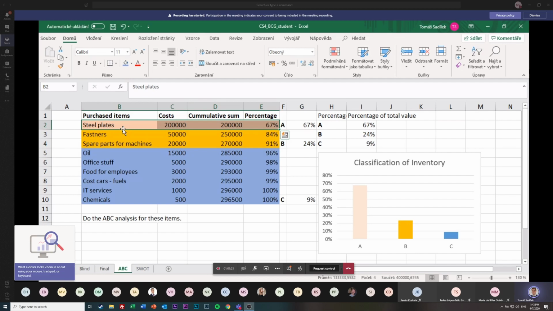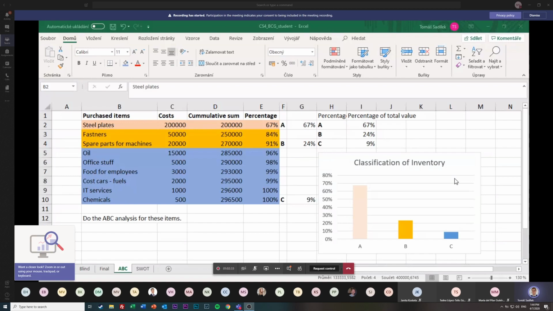Fine. More questions about the ABC method? More questions? So another question: did we upload the last one? You mean the BCG analysis? Then no, the BCG analysis is not necessary. Today we are doing the ABC and the SWOT analysis.